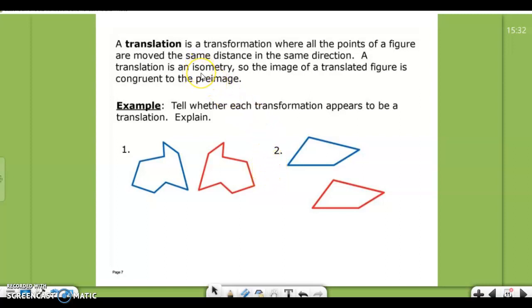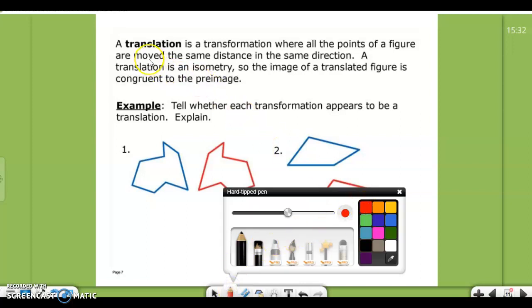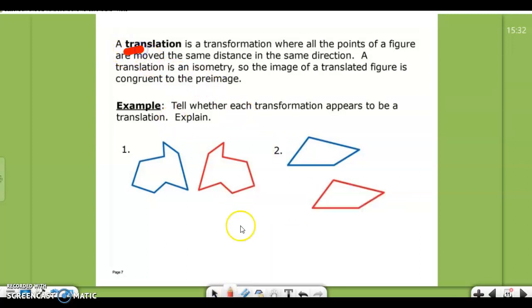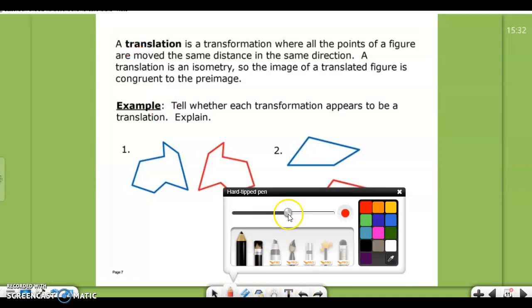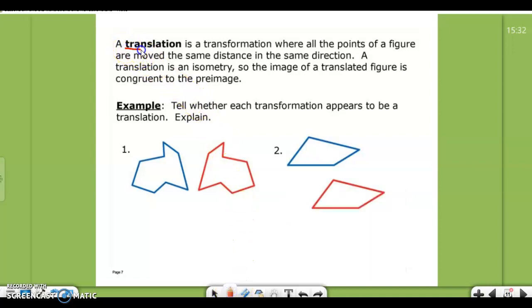Now that we know what a transformation is, let's talk about our first specific type, which is our translation. Translation is also known as a slide. When we move along a vector, we're going to make a slide. Okay, now it's all going to go in the same direction. That's the direction of the vector. We'll talk about vectors later on.